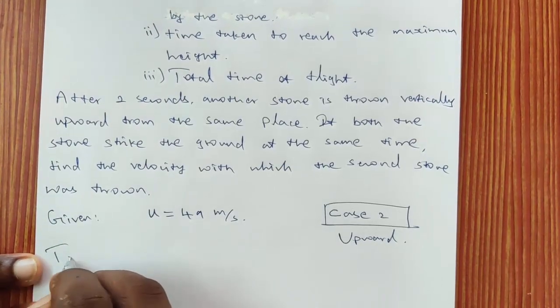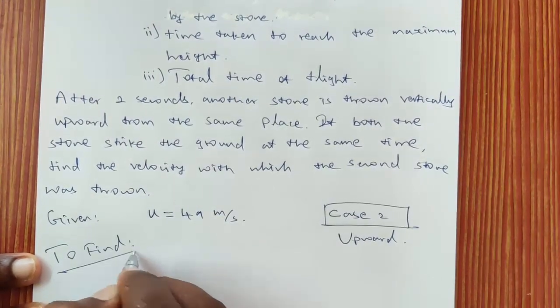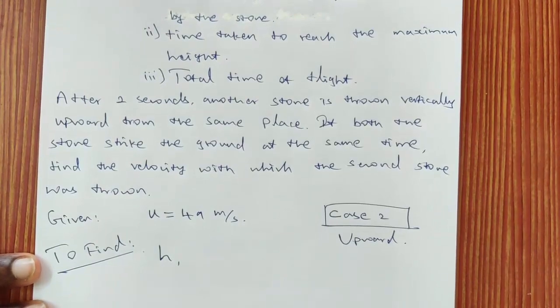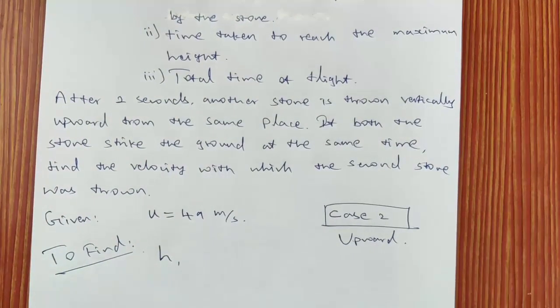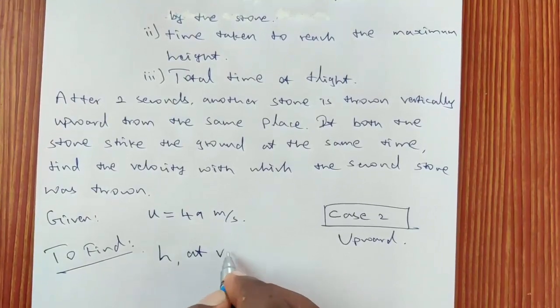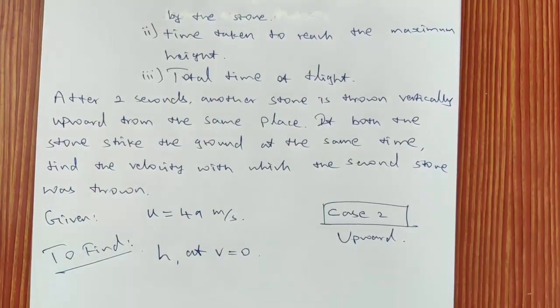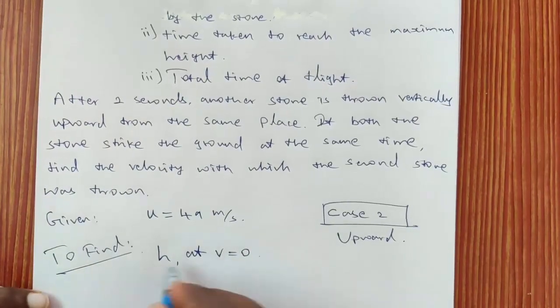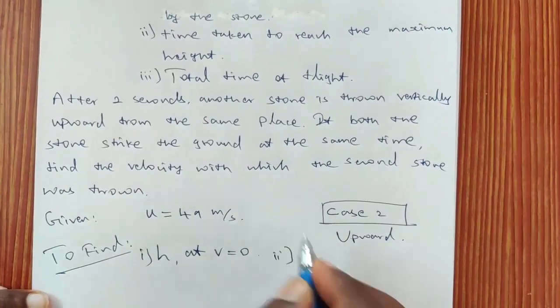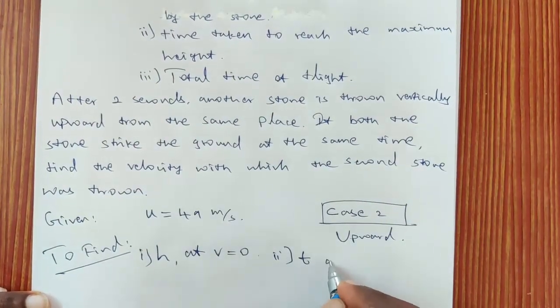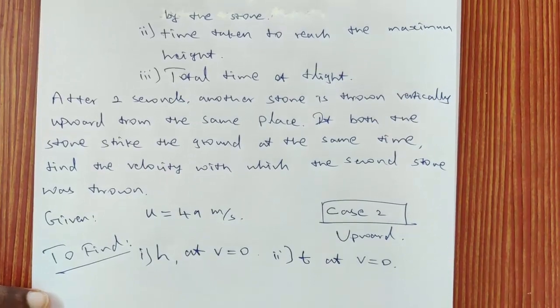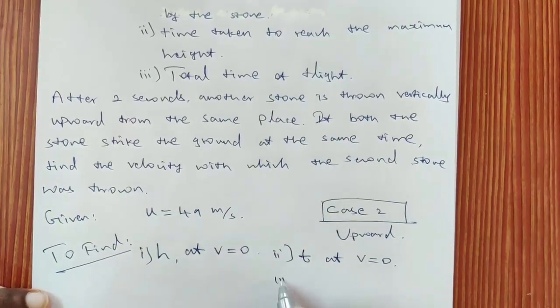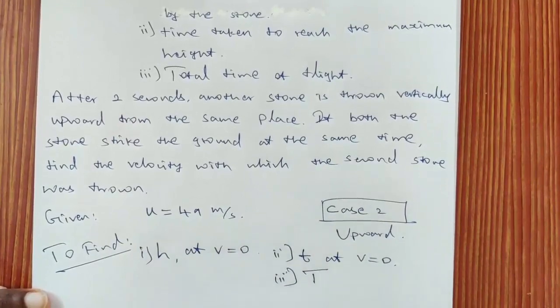So first the maximum height h. The maximum height means the h at v is equal to 0, because at the maximum height the particle loses its velocity. So the final velocity will be equal to 0 at the maximum height. Then the second one is time taken to reach the maximum height, t at v is equal to 0. Then the third one is total time of flight, that is capital T.